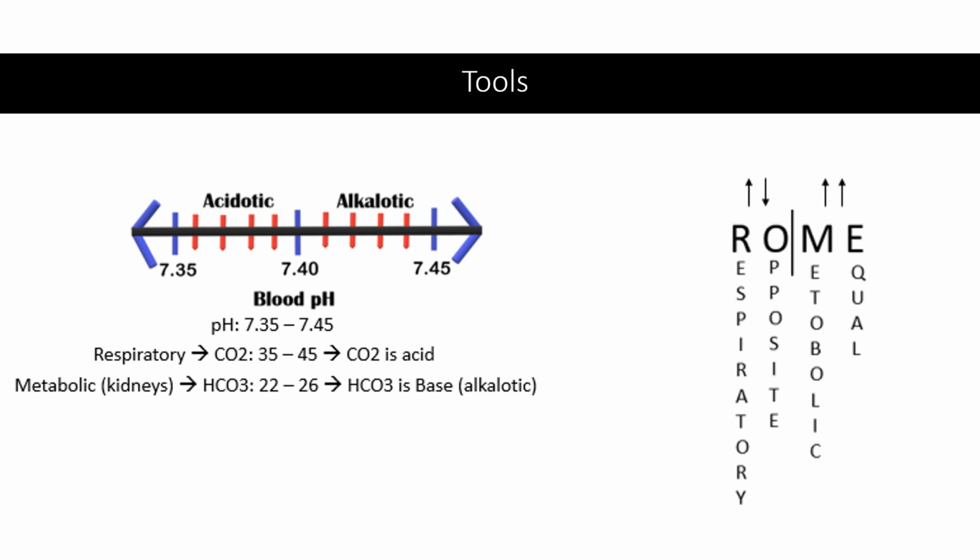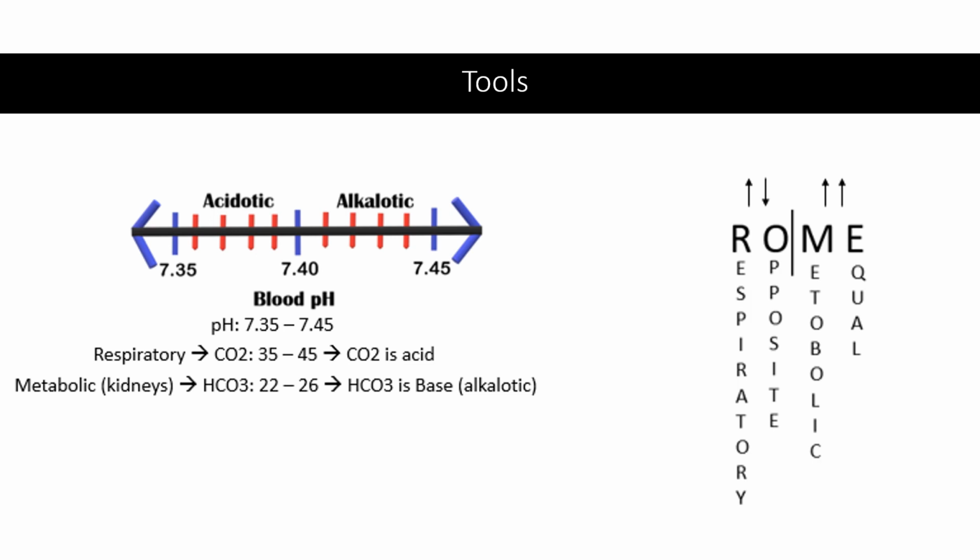However, when we get to partially compensated or fully compensated, the pH might be in the normal range. However, it might be because it's fully compensated versus just being a normal ABG. That's when we look at our other values.